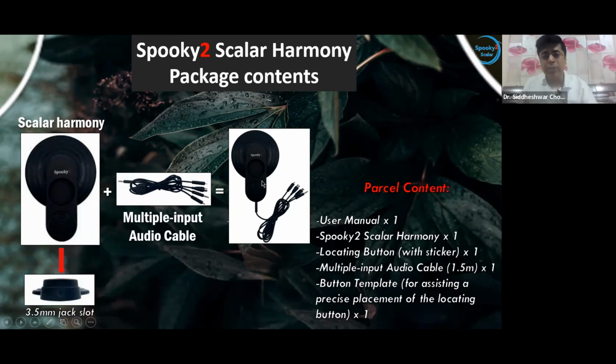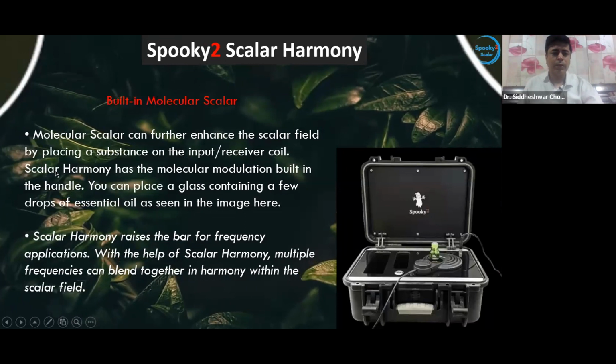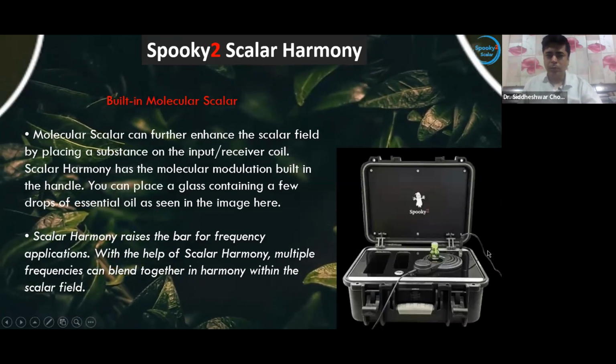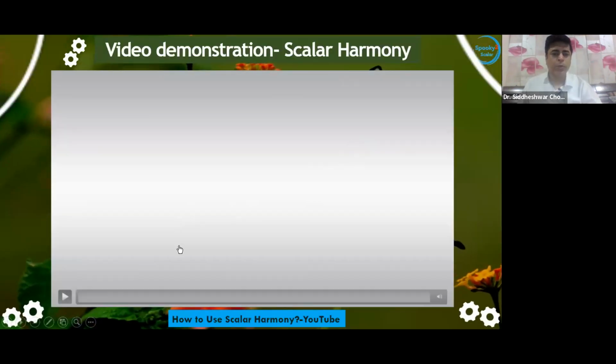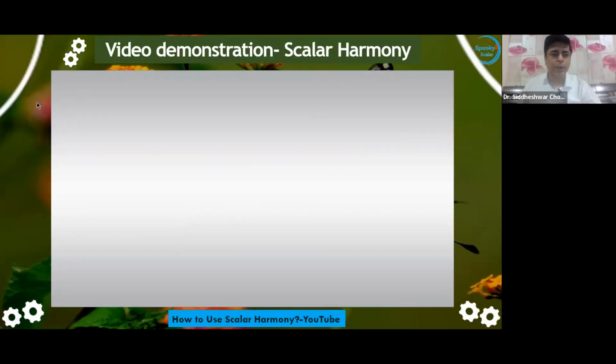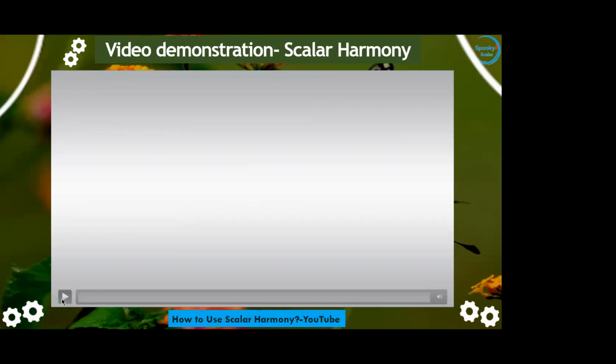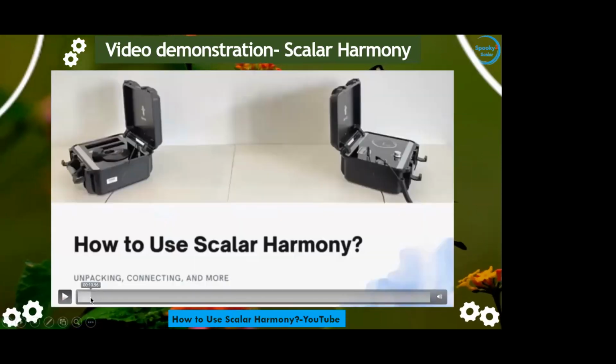Of course, the scalar has to be tuned, so that we'll learn very shortly. So this is how the Scalar Harmony will be placed on the receiver coil. It is very simple to use. And this one is the essential oil here. Okay, so I will just show you the video so that it becomes clear to you. Just have a look at this video, how to set it up.